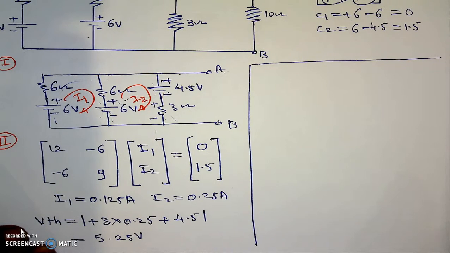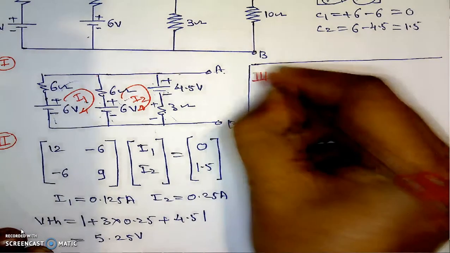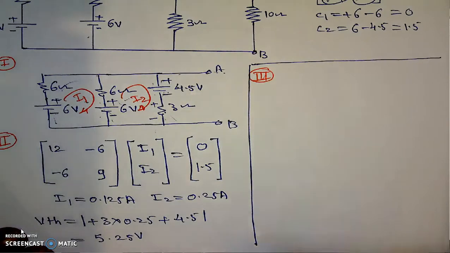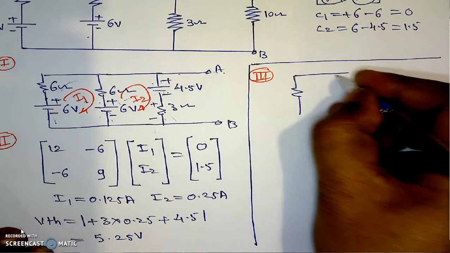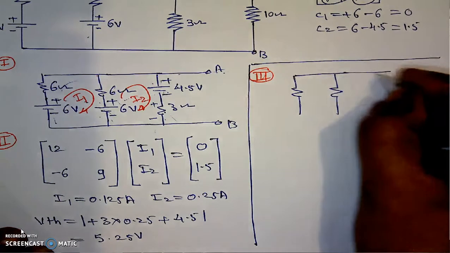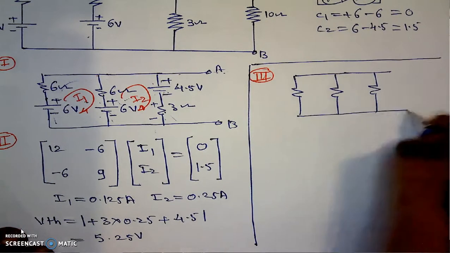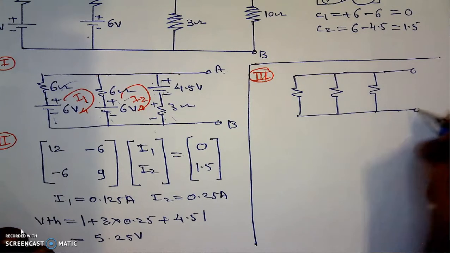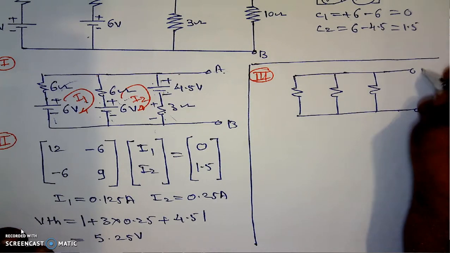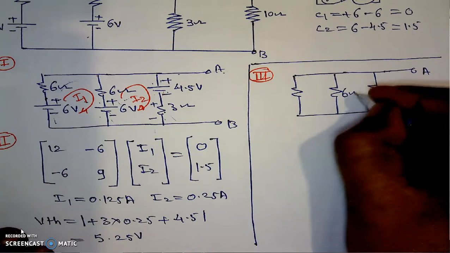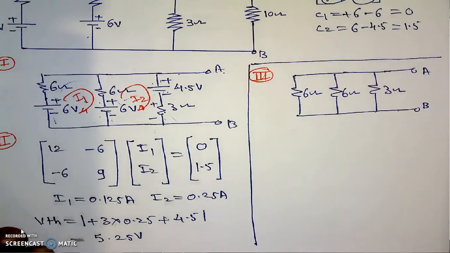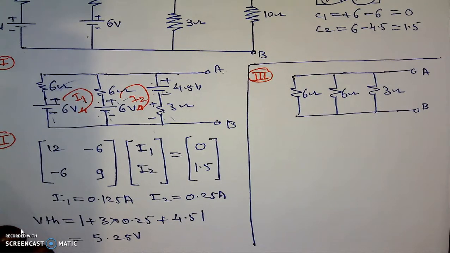Its figure will be something like this. Step number 3 is the calculation of the RTH. For the calculation of the RTH, load resistance should be removed and all sources must be replaced by their internal resistances. Then the figure will be something like this. Here is A, this is B, resistance 3 ohm, 6 ohm and 6 ohm. Now these three resistances are parallel.